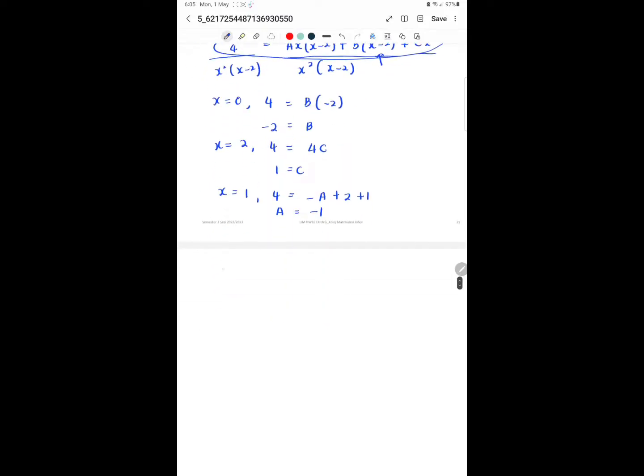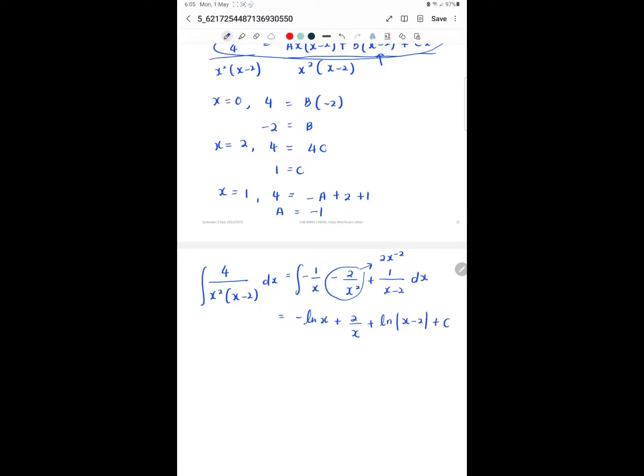Right, substitute all the values back, and we have 4 over... so that will be the values of a, b, c. Integrate negative 1 over x, you get negative ln x. But this one, we cannot get ln. Integrate 2 over x squared, you just write 2x to the power of negative 2. So when we integrate, you will get positive 2 over x. Now for 1 over x minus 2, you get ln of x minus 2. Lastly, don't forget, integrating must have plus constant, plus c.